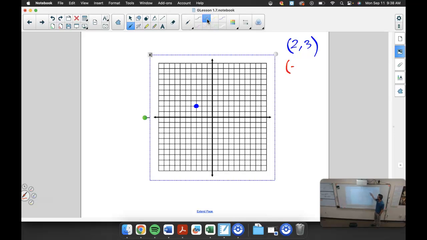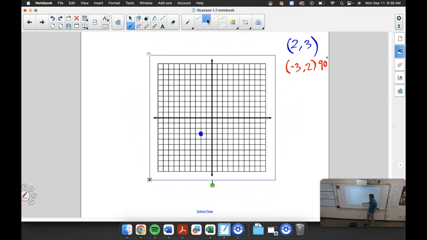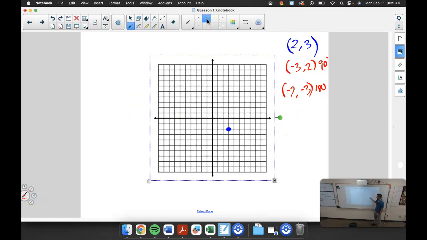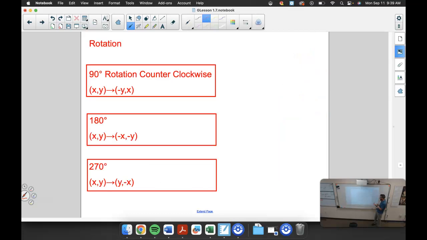-3, 2. Okay, so for 90 degrees, we switched them, and we made this value negative. If I go 180 degrees, -2, -3. So I didn't flip it at all. I just made them both negative. And then 3, -2 is 270. Okay, that's what this says.